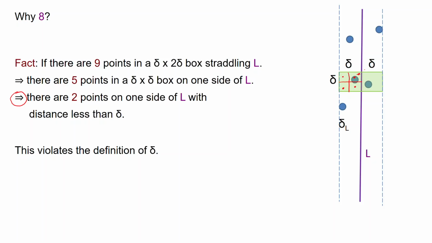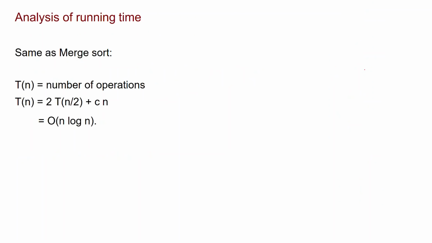What remains to analyze in this algorithm is its running time. And the running time is the same as merge sort. If T of n is the number of operations on n points, we have the recursion T of n equals twice T of n over 2 plus Cn, which resolves to order of n log n.